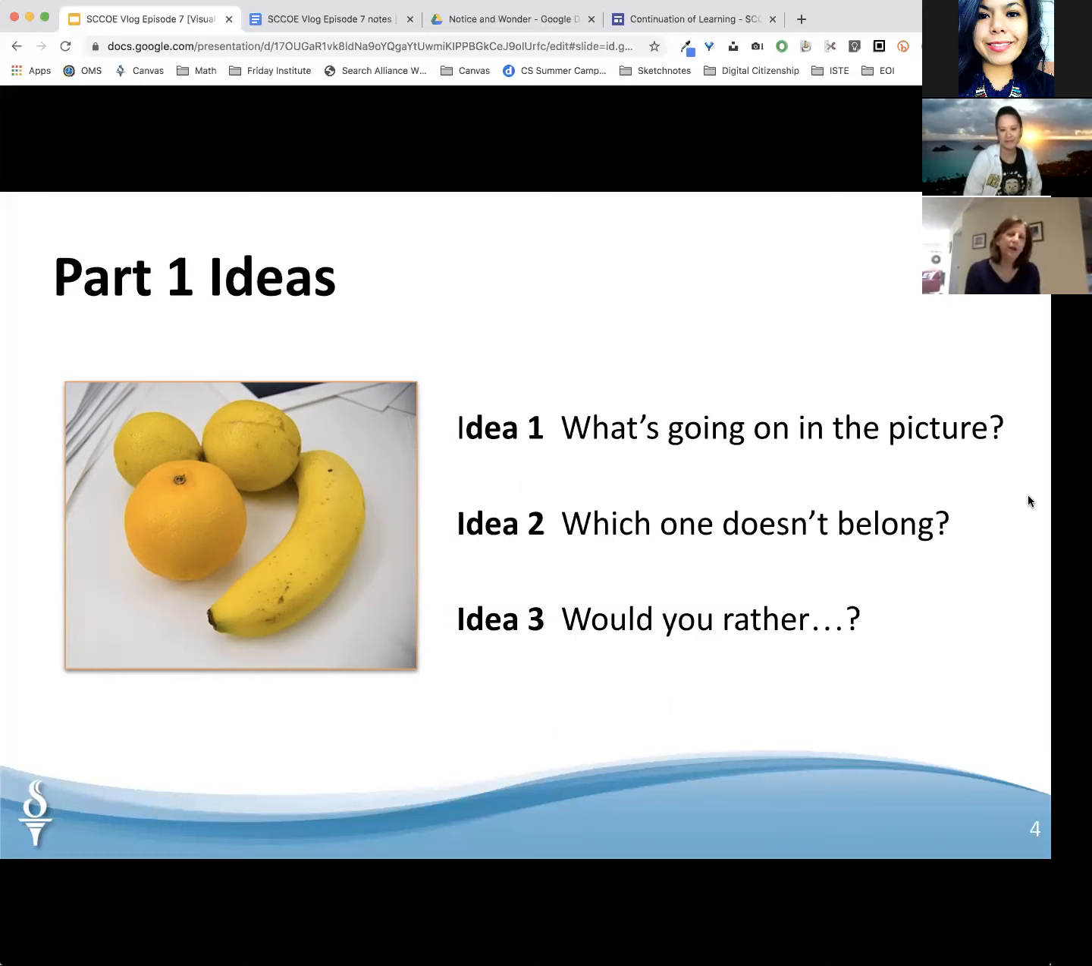We talked about idea 2, which one doesn't belong. Traditionally a math concept, but it gives students an opportunity to explain their thinking. If you just take a look at this picture here, we could probably come up with a number of answers for which one of these fruits just doesn't belong. And as long as we explain our thinking, we're right. There's no right or wrong answer here. And then idea number 3, would you rather, also has both math and literacy connections, giving you an opportunity to defend your position or argue a point.